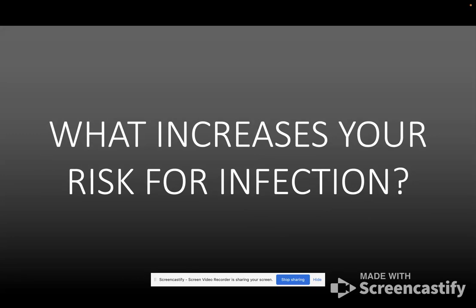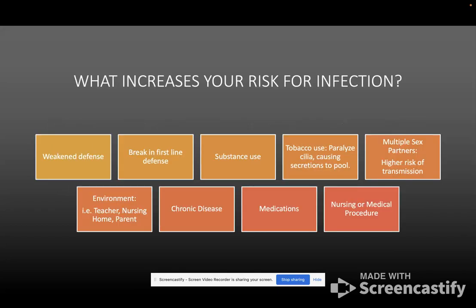So what are some things that increase your risk for infection? Some things that are going to increase your risk for infection: a weakened defense. So you have some sort of weakened defense that we just talked about in or outside of your body. Something is weakened that is able to let infection in. A break in your first line defense. Maybe you have an open wound that can let infection in.